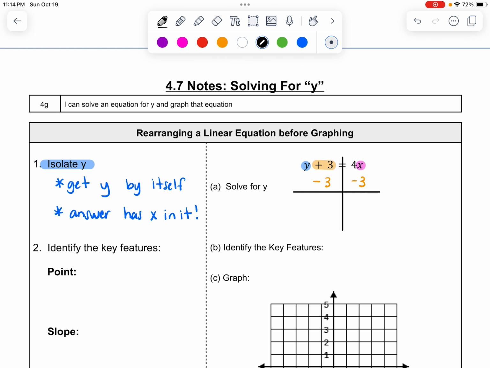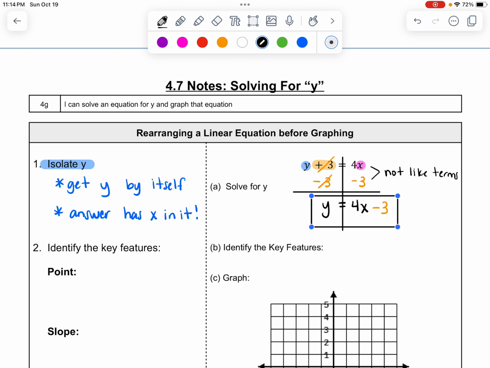Now when we do that, on the left side, the 3's cancel and we just get y. But on the right side, we do not have like terms. The 4x and the 3 are not like terms, so they cannot be combined. Instead, we're just going to copy them both down separately. 4x minus 3.